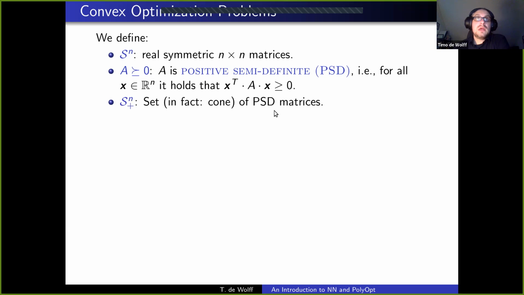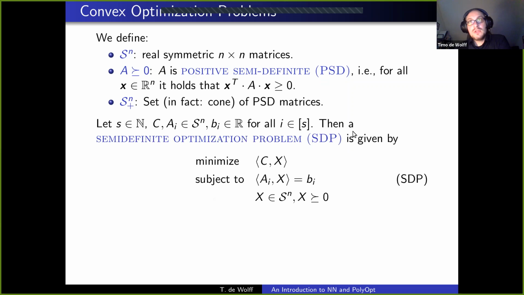Okay, now we can take as a subset of the real symmetric matrices the set of all positive semi-definite matrices, and in fact this is a convex cone in the space of real symmetric matrices. And now we can formulate an optimization problem over that. Let me first write it down here for you. This is called a semi-definite optimization problem.